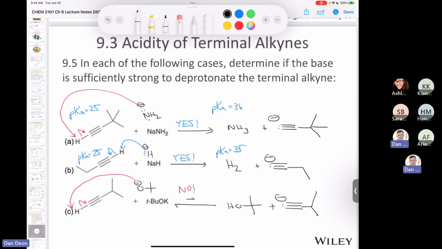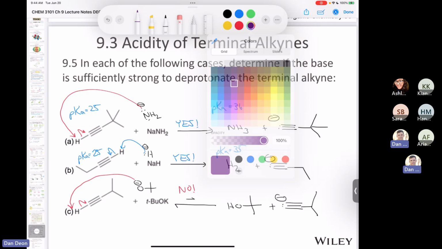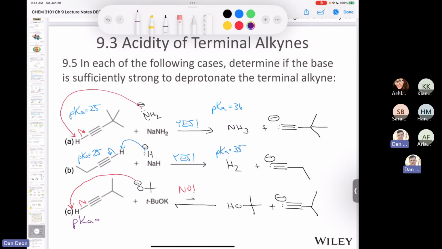So if we compare the pKa's, we'll put here in purple maybe for a change. We have a pKa that's equal to 25 here, but the pKa of an alcohol is going to be in the teens, right? The pKa of tert-butanol is somewhere around 15. And so the equilibrium is going to lie towards the side of the reactants. The weaker acid, of course, is going to be the acetylene derivative or the alkyne. All right, give me a thumbs up if you're with me on that. Like, yeah, that's not too bad.